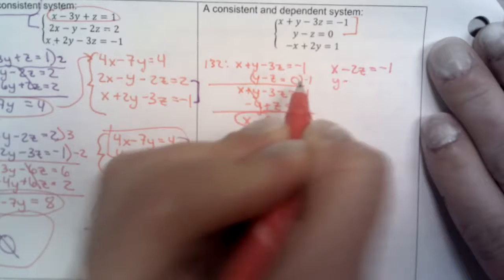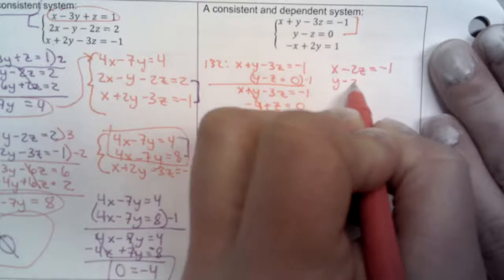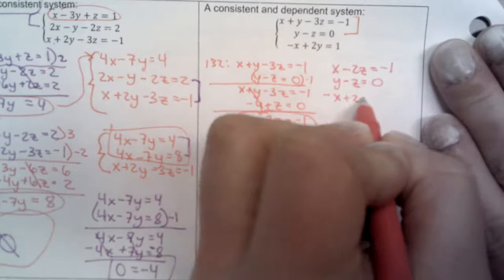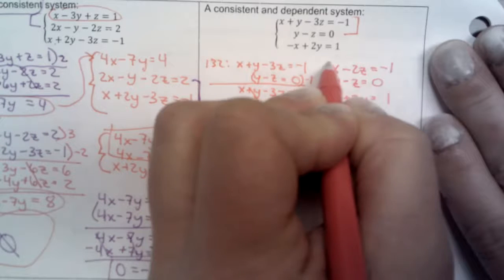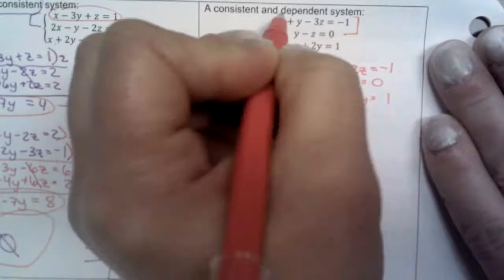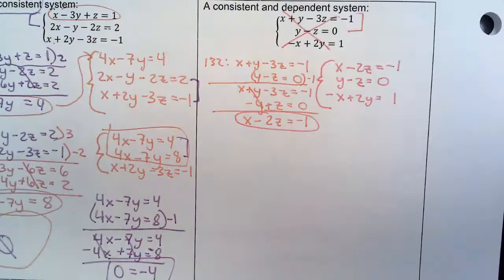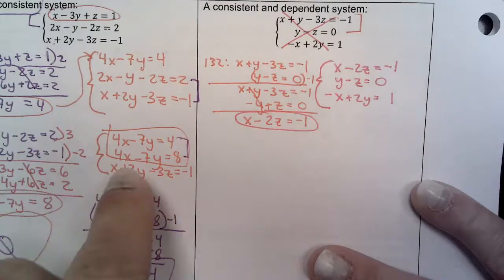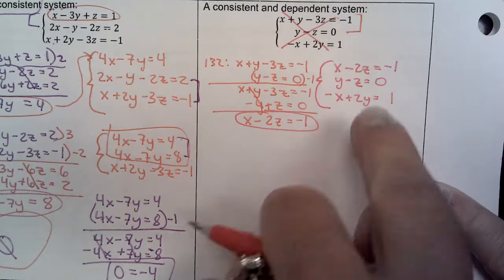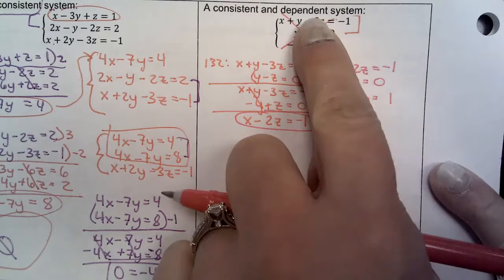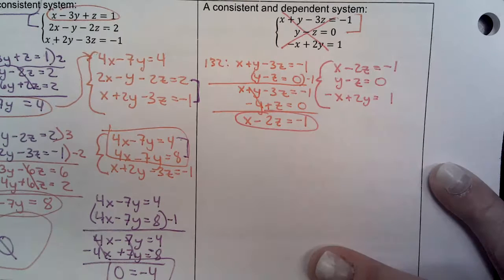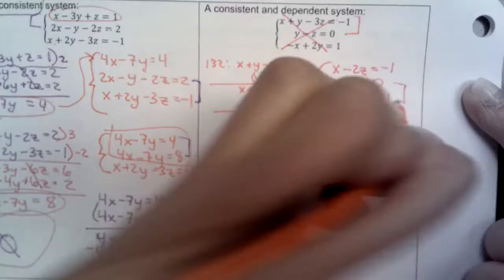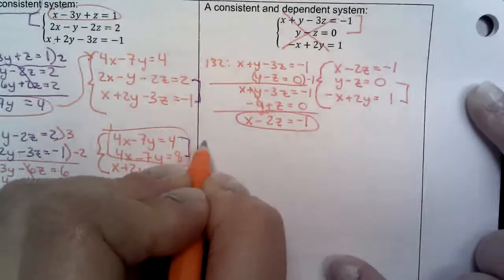We have our second equation, which is y minus z equals 0. And then we have our negative x plus 2y equals 1. So this is now our new system. Once again, we don't even deal with that one anymore. Just like in this one, we started dealing with this one and then we moved it to this one. This is our new system. That one no longer applies. The first thing I did was 1 and 2. The next thing I always do is combine 2 and 3.